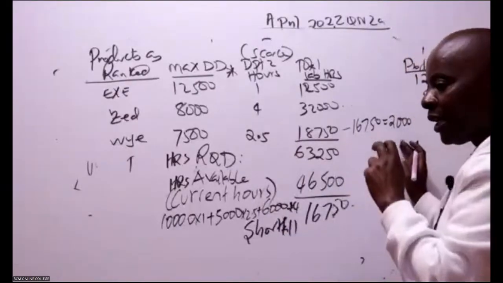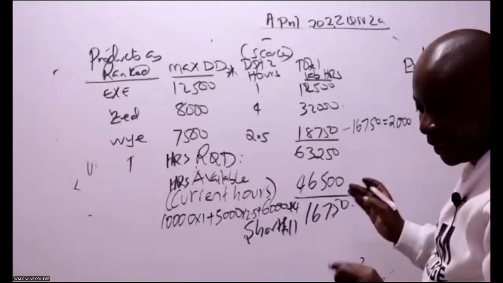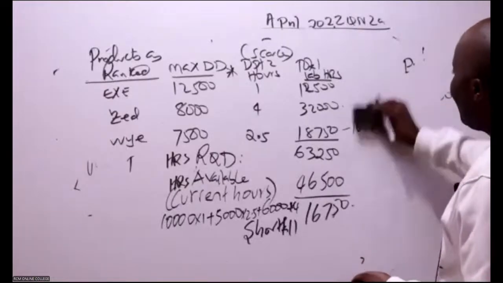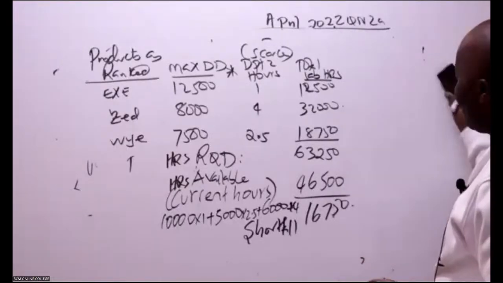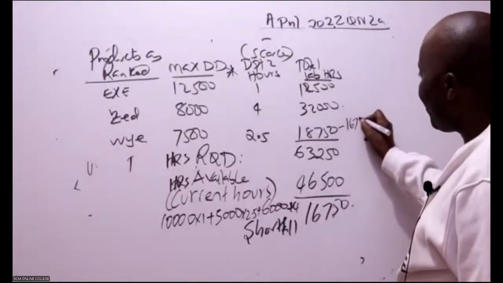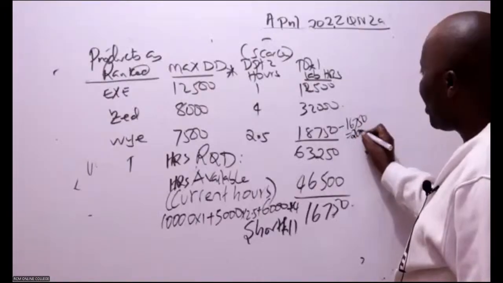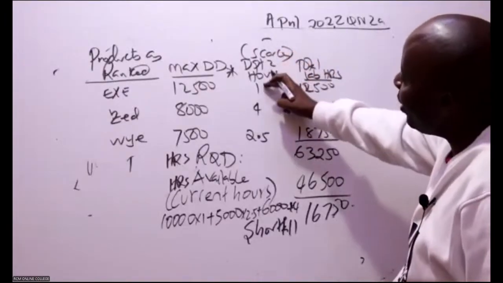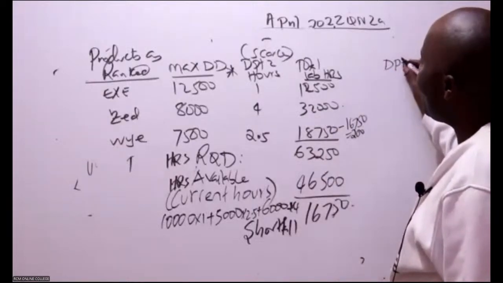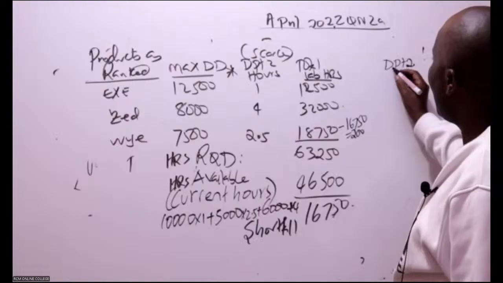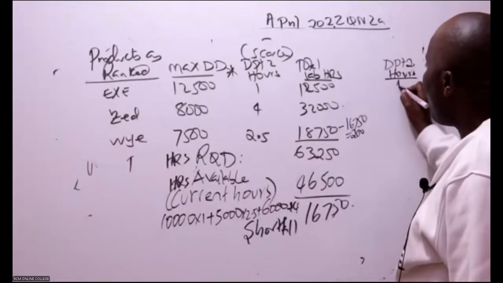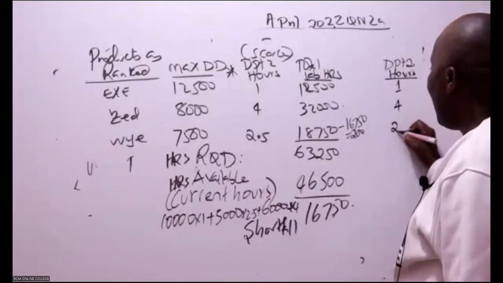Somebody gives me 800. Listen, the very best way of knowing, after you get these total labor hours, now we know that this is 2,000. We know, ladies and gentlemen, that here we are subtracting 16,750 to get 2,000. Normally what we do, we copy this rate the way it is. You copy this rate, you say department 2 hours. So we have here 1, we have 4, we have 2.5.